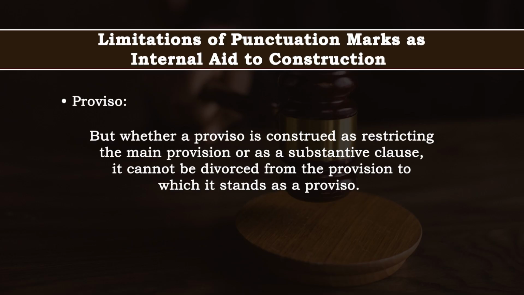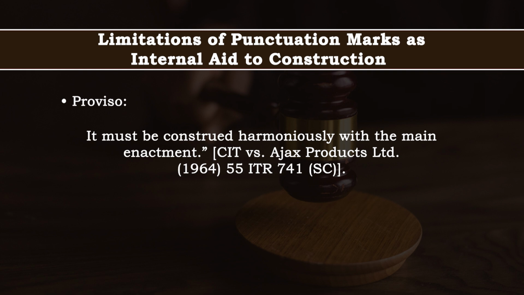There may be cases in which the language of the statute may be so clear that a proviso may be construed as a substantive clause. But whether a proviso is construed as restricting the main provision or as a substantive clause, it cannot be divorced from the provision to which it stands as a proviso. It must be construed harmoniously with the main enactment. In the case of CIT versus Ajax Products Limited in the year 1964.